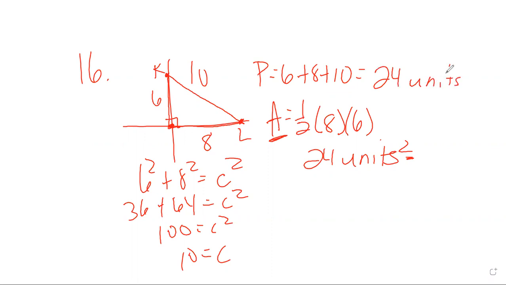This is one of those rare times when the perimeter is 24 and the area is 24. Do not expect this to be the way it is on the test because this is an unusual situation. It may be, but don't expect it. All right, next.